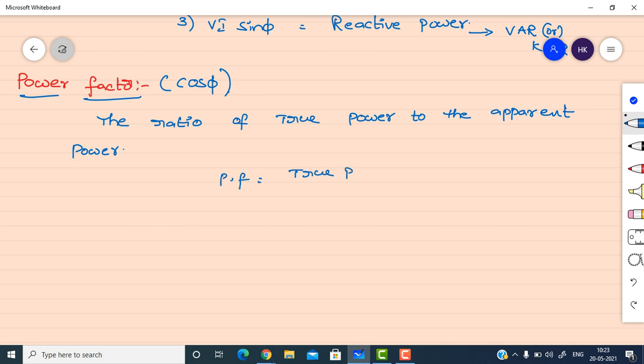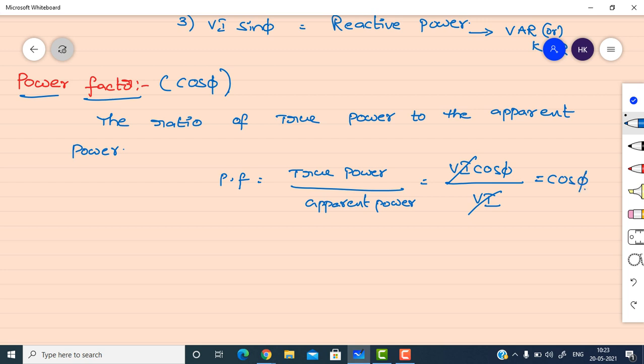True power formula: true power is VI cos phi. Apparent power is VI. So these two will get cancelled. Then what we got? Cos phi. That's why power factor is denoted with cos phi. Or we can also define it like this: the cosine of the angle between voltage and current. Power factor is nothing but the cosine of the angle between voltage and current, or it is a ratio of true power to the apparent power.